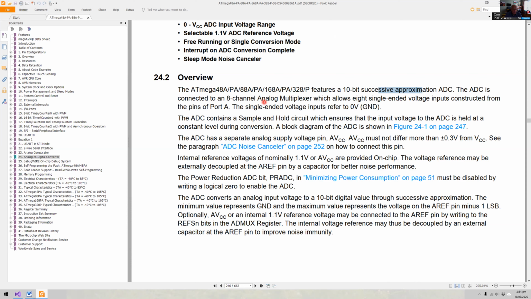We've got our analog multiplexer. Now remember, you've talked about digital multiplexers, so we're going to have a quick look at what an analog multiplexer is. And then there's also a sample and hold circuit, which means that because it takes a certain period of time to do a conversion, the ADC needs to have a stable voltage that it's reading. So what it does is it switches the voltage that you're measuring onto a capacitor, and holds it there while it does the reading. That's what that means. It's got its own separate analog supply voltage pin, AVCC, and we'll look at this as well. And your reference voltages are typically 1.1 volts.